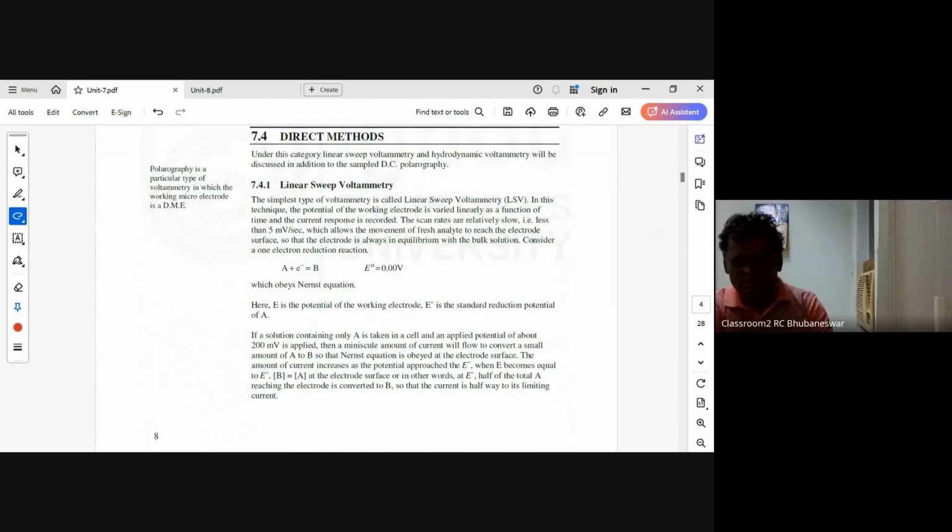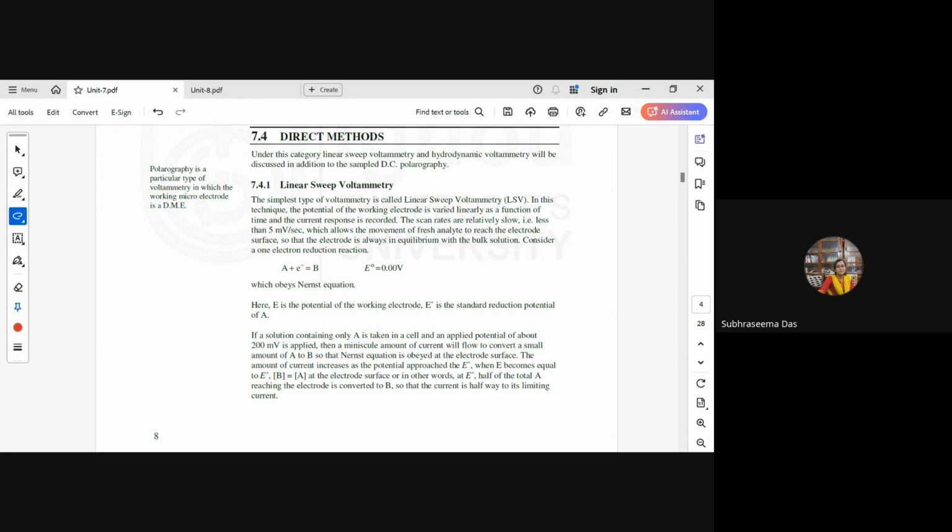So we'll first start with the direct current voltammetry, that is linear sweep voltammetry that uses direct current. Linear sweep voltammetry is one of the simplest types of voltammetry that was initially developed. In this technique, the potential of the working electrode is varied as a function of time. So as the time varies, the current response is recorded. Here the scan rate is very low, and the movement always proceeds at a very low pace.